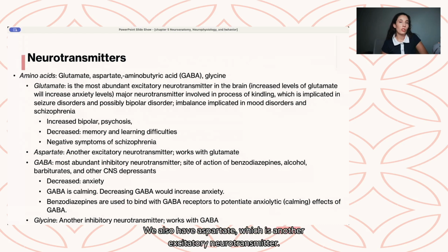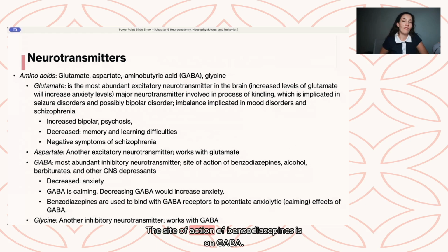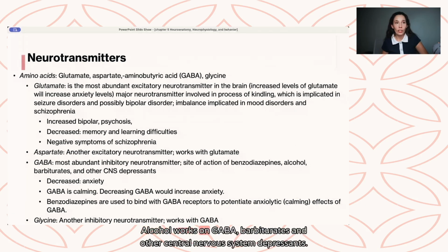We also have aspartate, which is another excitatory neurotransmitter. It works with glutamate. And GABA is the most abundant inhibitory neurotransmitter. The site of action of benzodiazepines is on GABA. Alcohol works on GABA, barbiturates, and other central nervous system depressants.